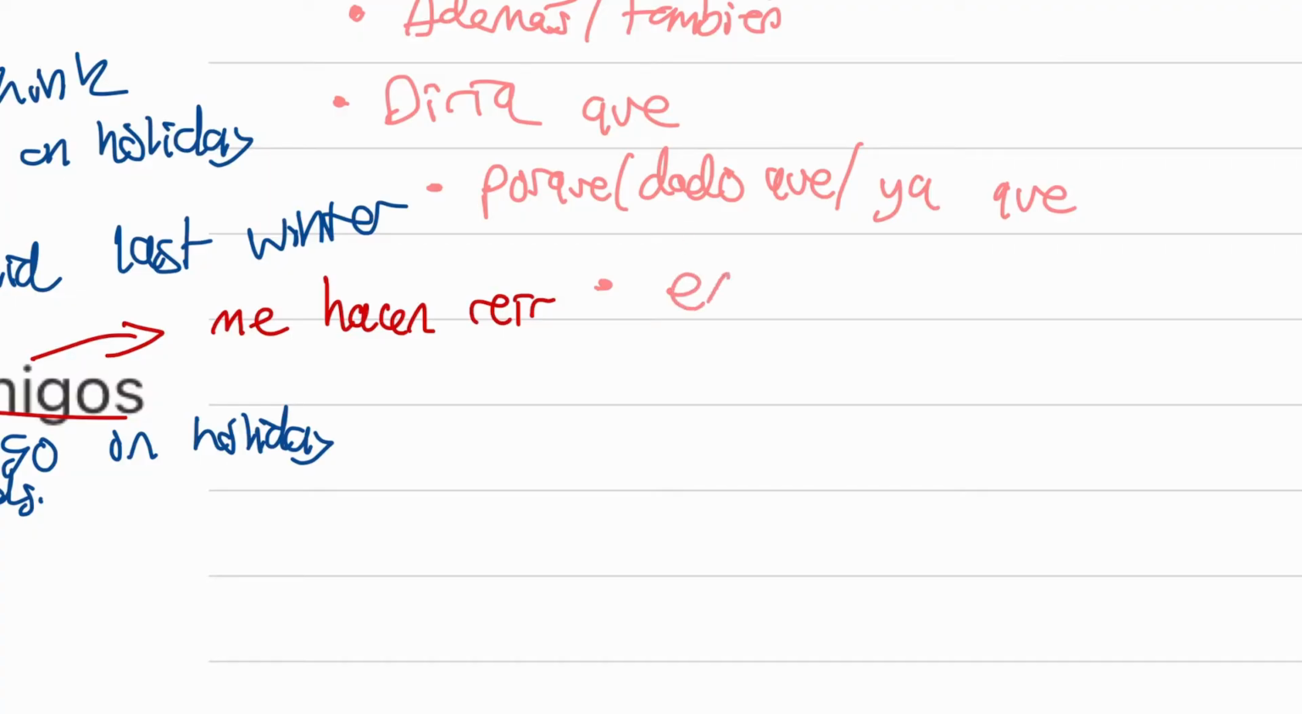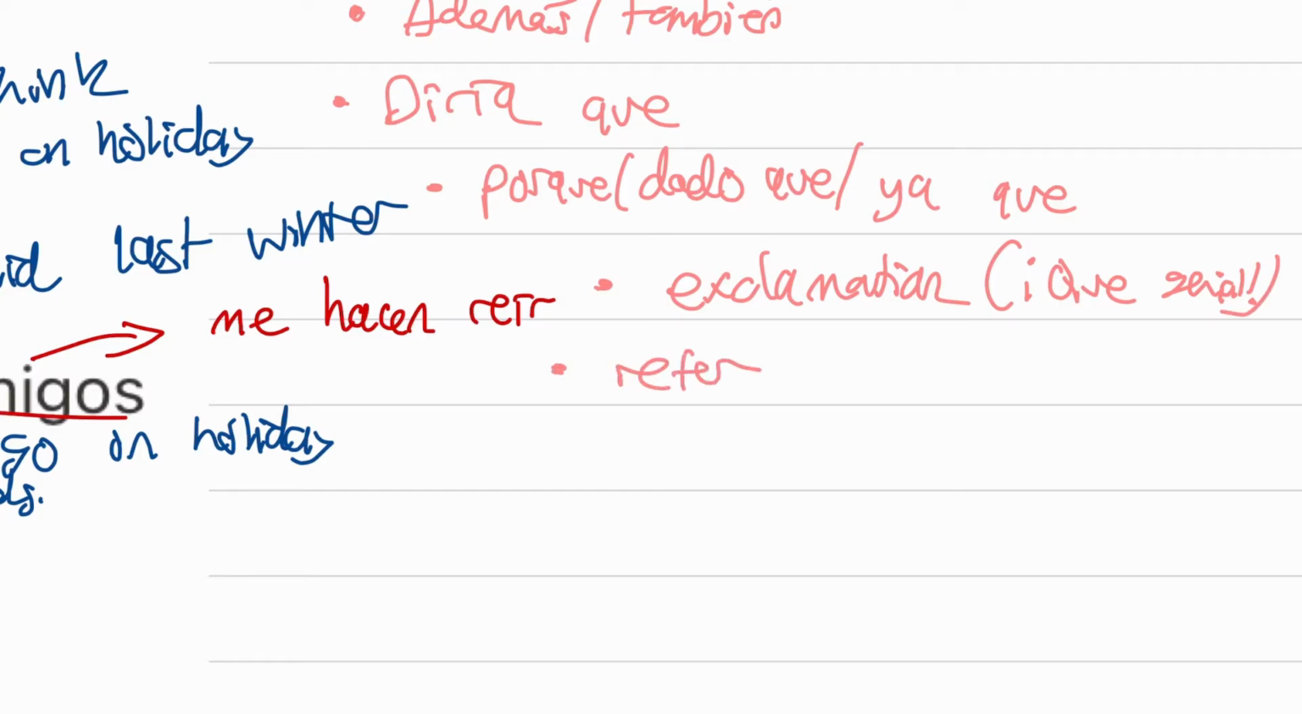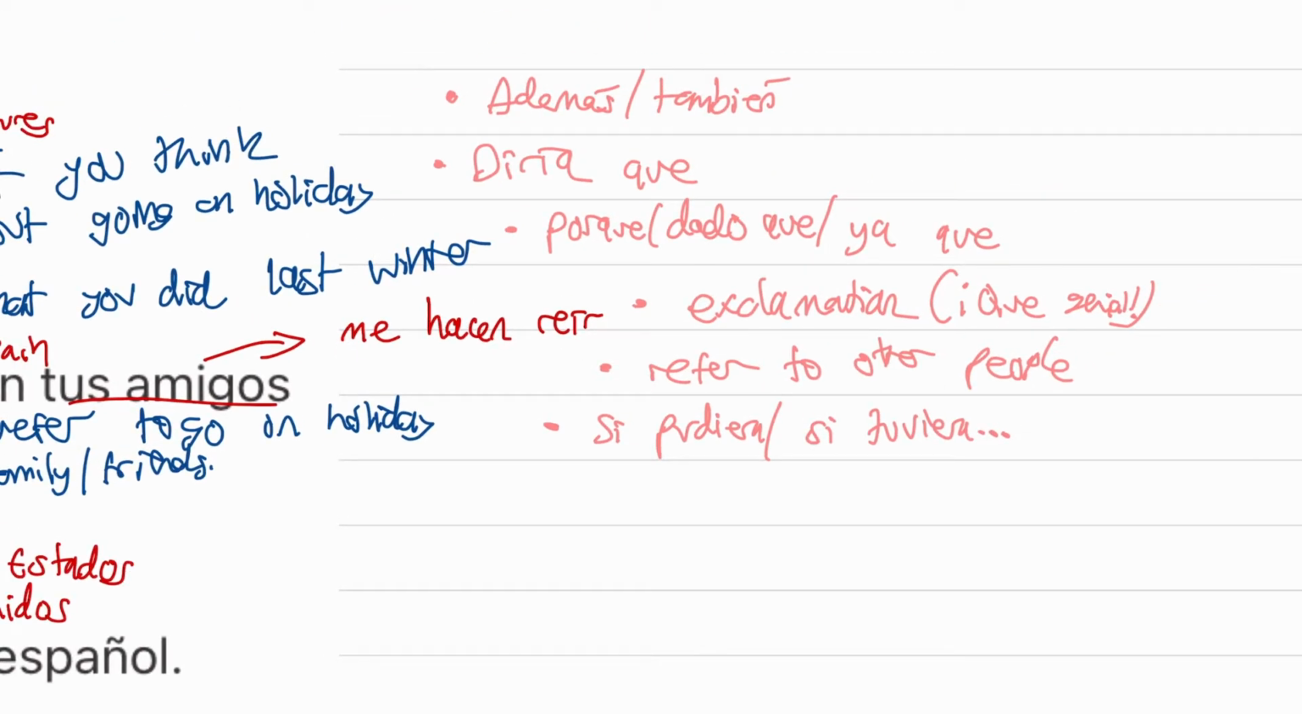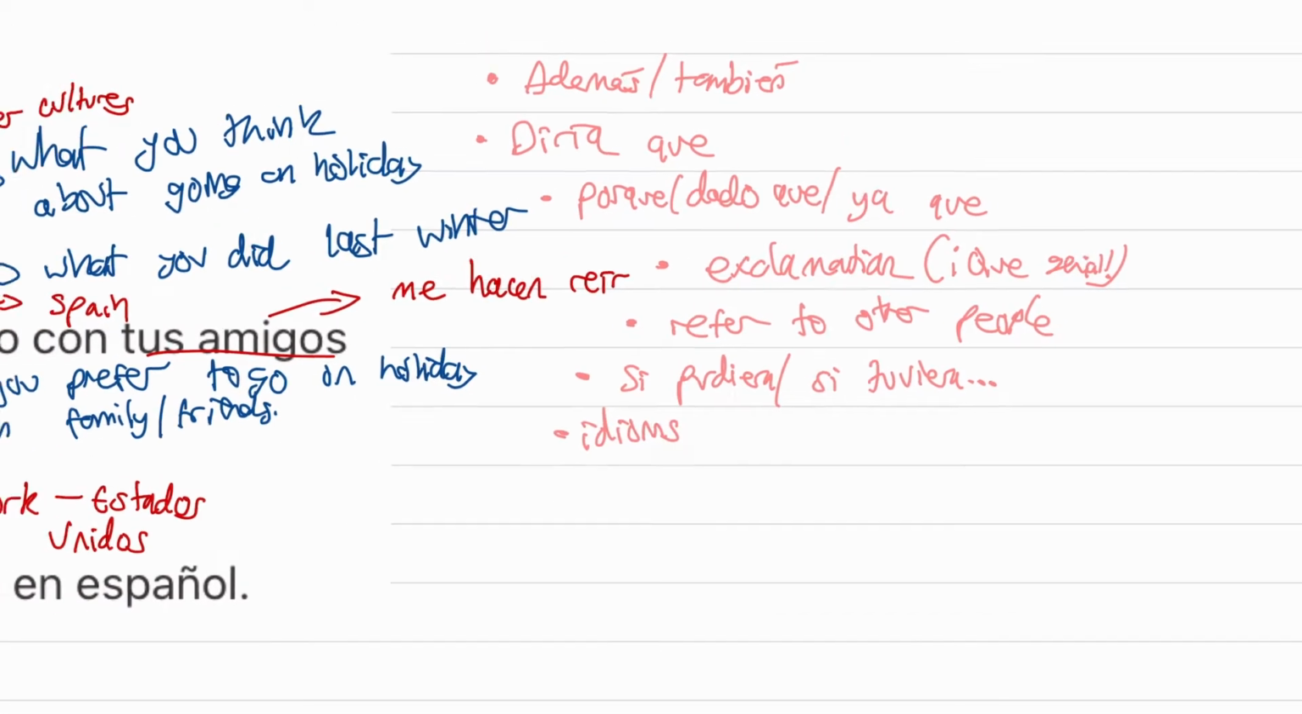I'm going to make a reminder to write an exclamation, something like qué genial as an example, like an exclamative sentence. I'm going to refer to other people. It's always a good idea if you get stuck on what to say, refer to others like your family, your friends, etc. What else can I use? I'm going to use a subjunctive phrase. I might write that one down actually. We can use something like si pudiera for the imperfect subjunctive, or si tuviera something. So just little reminders for myself as I go into writing. Idioms, I may choose to use some idioms as well. Okay, that's going to be my plan.